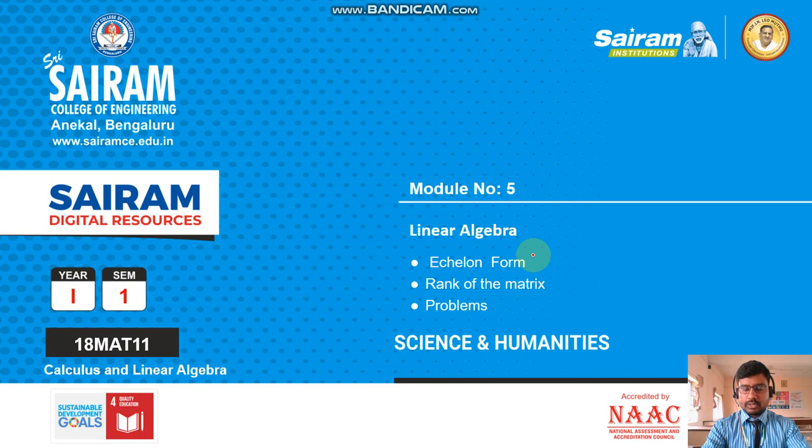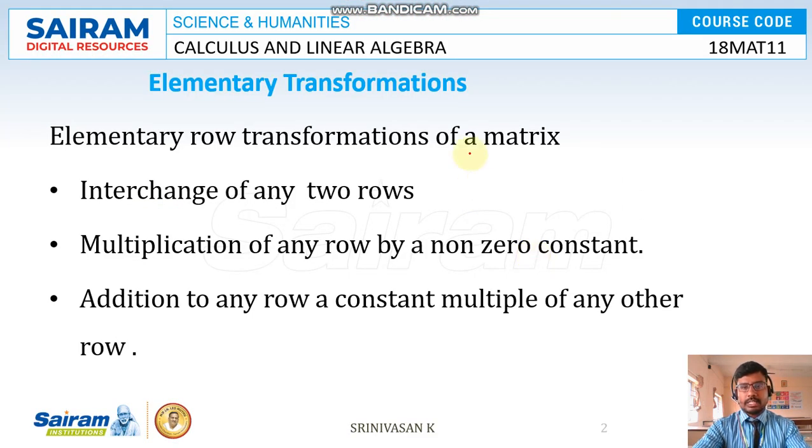So before solving the problem, we'll discuss elementary transformation. The working procedure is to do the following steps. Elementary row transformations of the matrix: interchange of any two rows, multiplication of any row by a non-zero constant, and addition to any row of a constant multiple of any other row. This procedure will be applied in finding the rank of a matrix.